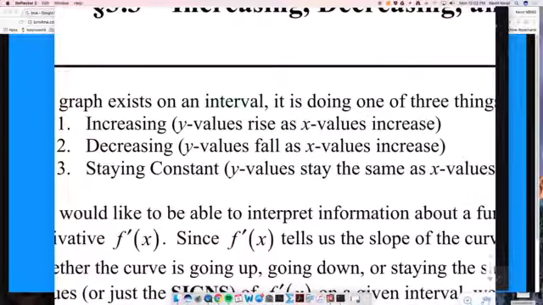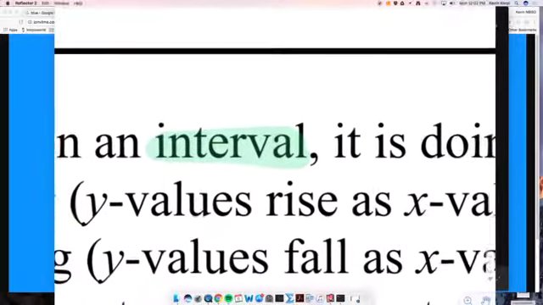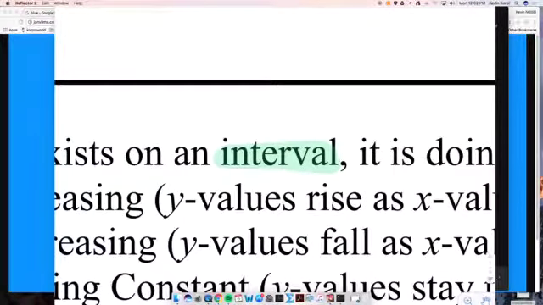So if a graph exists on an interval, first of all, what is an interval? When we say an interval, are we talking about an x interval or a y interval by default? Because it doesn't say here. An x interval, right. We look at the independent variable. So as we look at a graph from left to right, between two x values on the real number line, there's infinitely many points on any x interval.